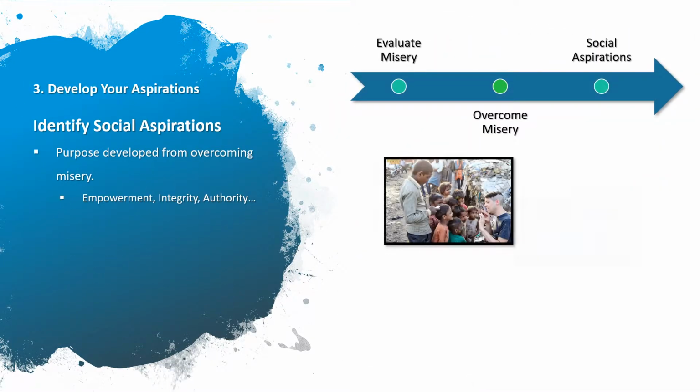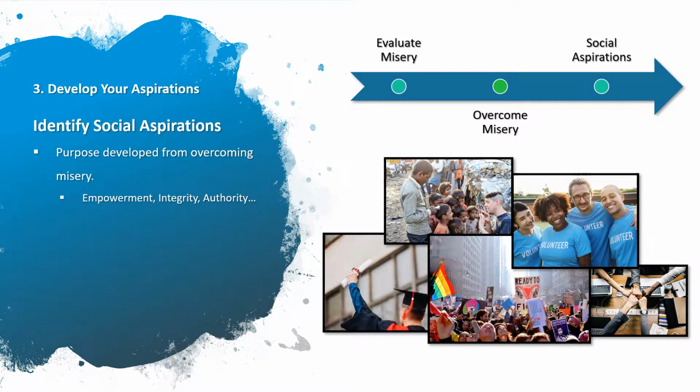How do you identify social aspirations then? Well, first of all, you want to evaluate your life by misery. So understand the things that are restricting you from moving your identity and your life forward. And then basically the bulk of your personal development is to overcome that misery. Therefore, your social aspirations are all about the things that you want to do in order to help other people overcome the same misery that you are dealing with.